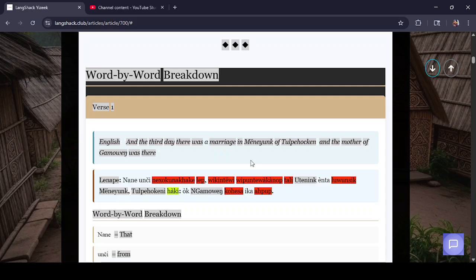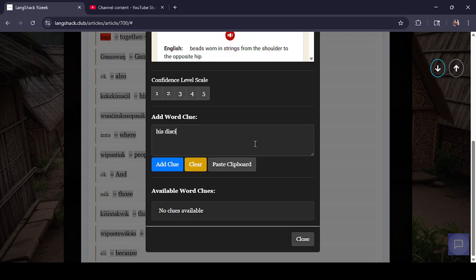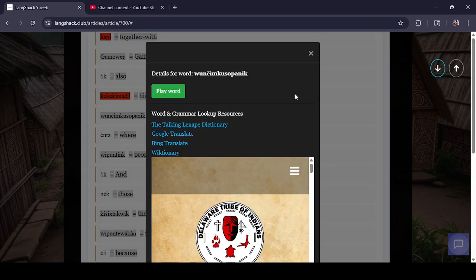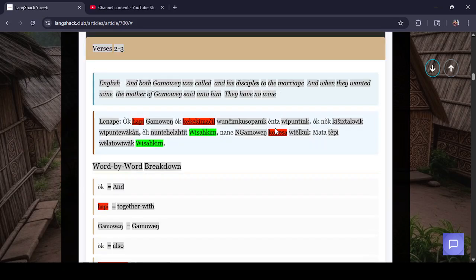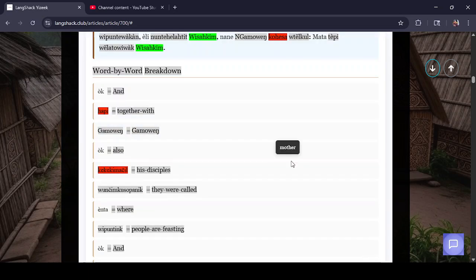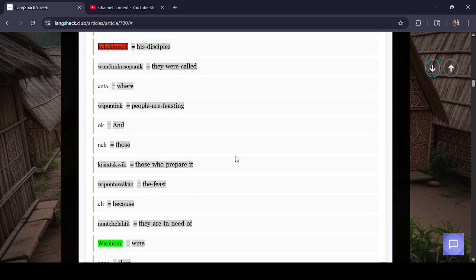Going Hawkes also. So Kakekimachio, his disciples. And this is probably something I'm never going to use in my life, disciples, unless I'm talking to somebody about Christianity. I don't even know what that would say. Wunchim, they were called people where people are feasting.